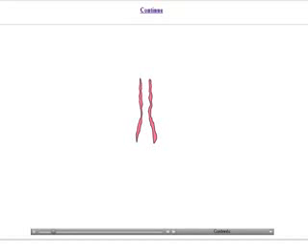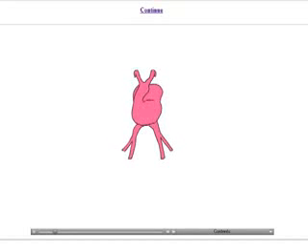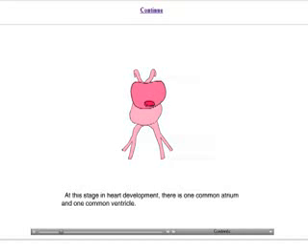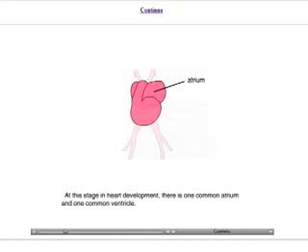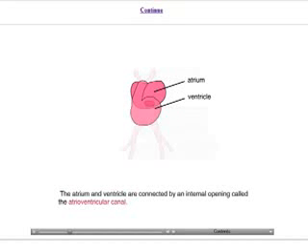Here you have the two endocardial tubes fusing to form a single heart tube, folding, and the heart beating. At this stage in heart development, there is one common atrium and one common ventricle. The atrium and ventricle are connected by an internal opening called the atrioventricular canal.